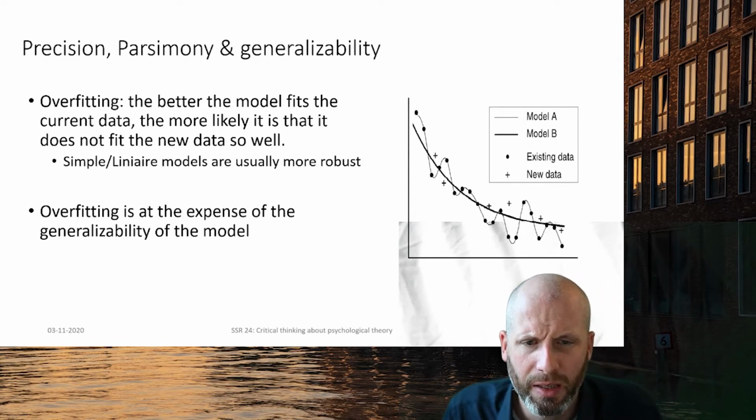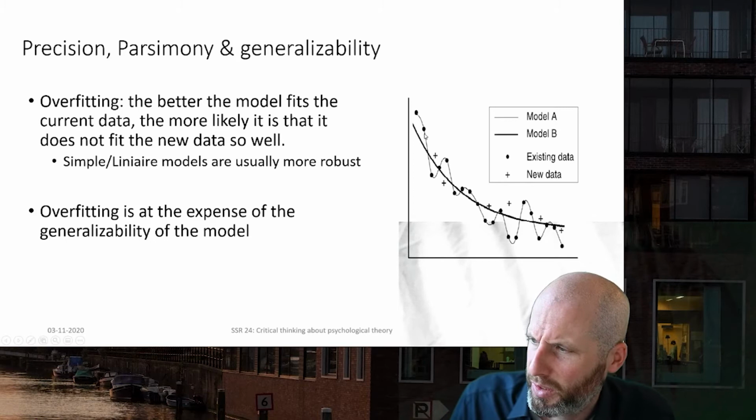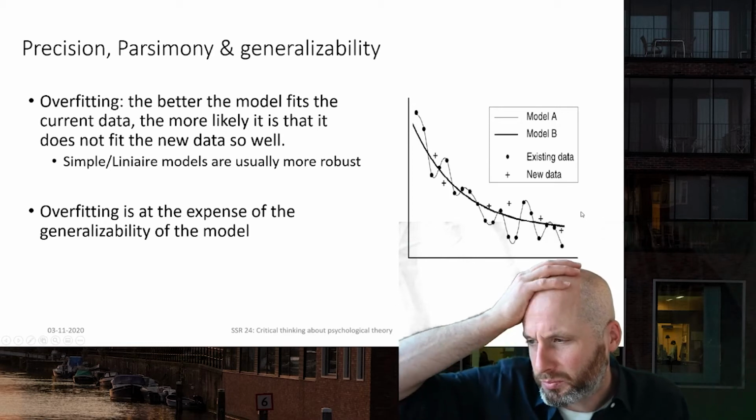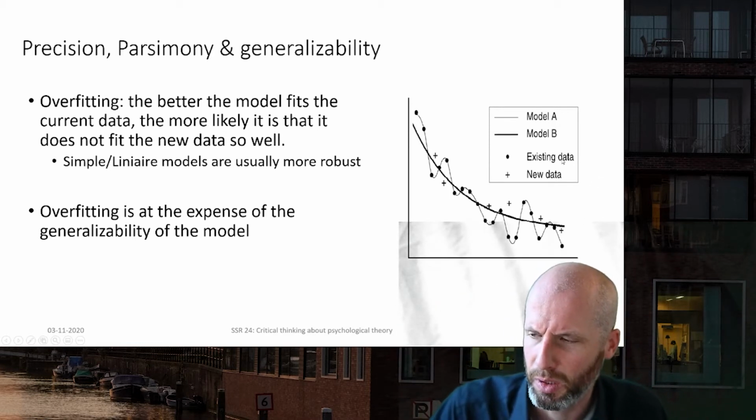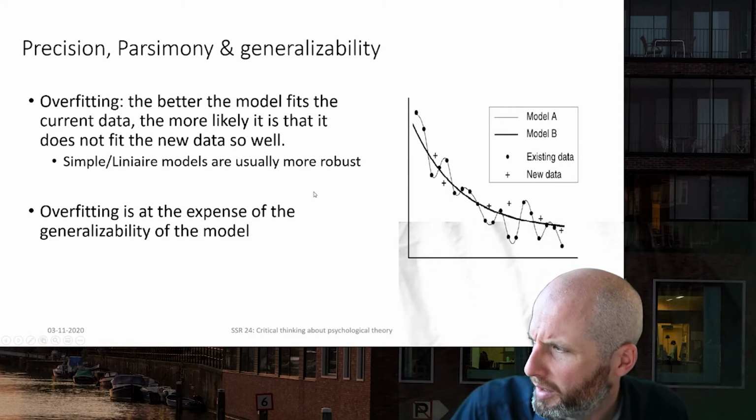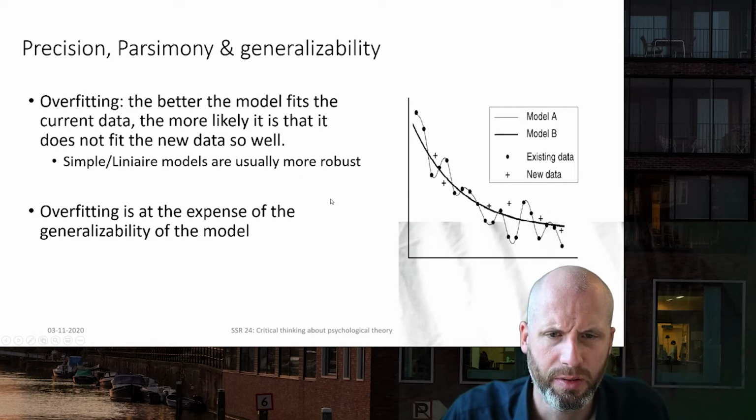So if you use a less complex model, a more general model described by the thicker line here, then that could be more robust, could be better predictive of future data as well. So bear in mind that trade-off when we talk about precision. It has to do with precision, also with parsimony, and of course generalizability, as just pointed out.